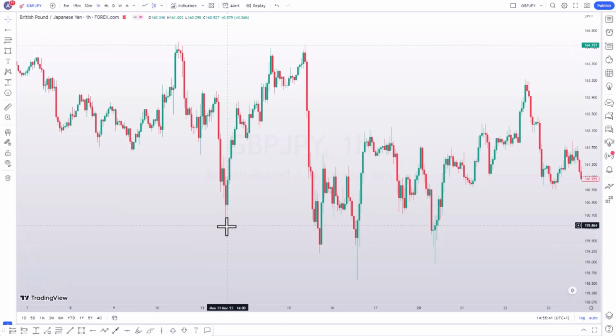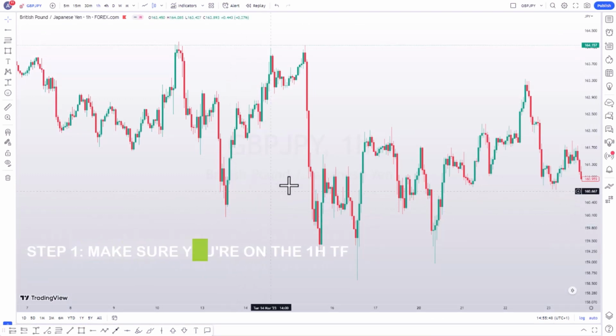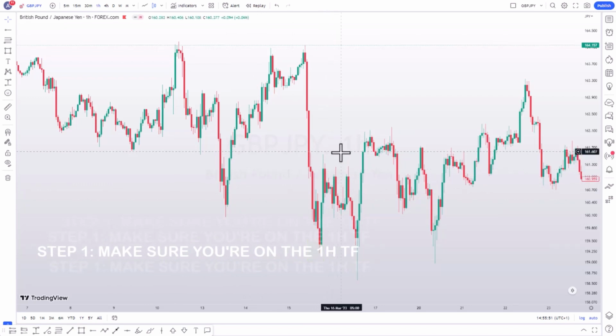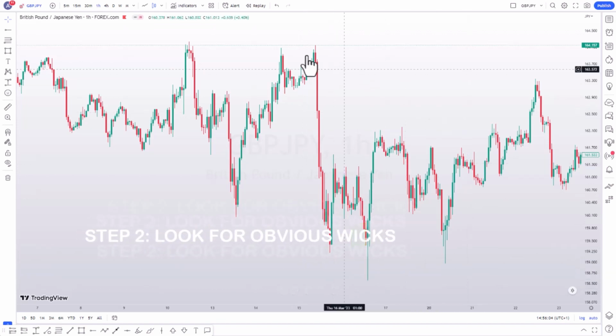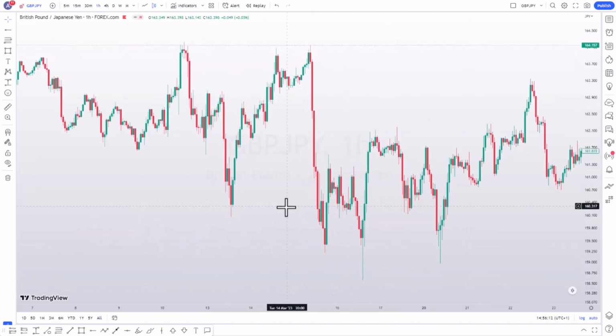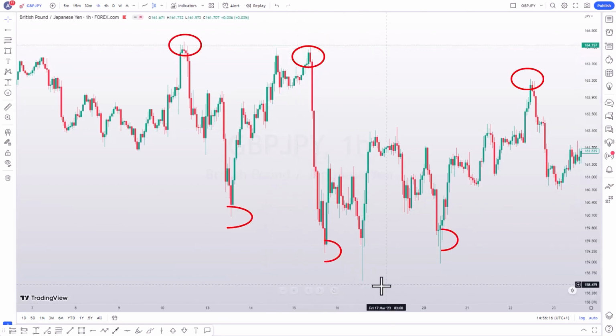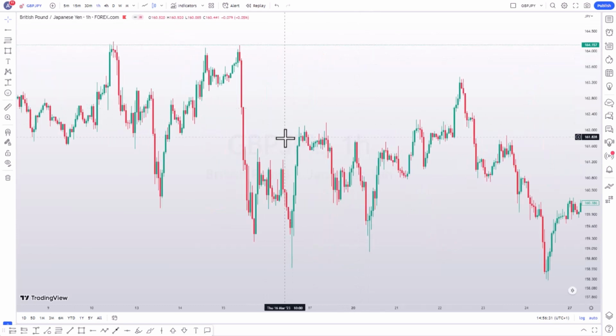Alright, now follow me closely. Step 1. Always make sure you are on an hourly time frame. Step 2. Look for obvious wicks in the market. Basically, wicks are the highest and lowest price point in the market, where price may try to reach again to retest. Hence, these are the points we are going to establish our support and resistance level.